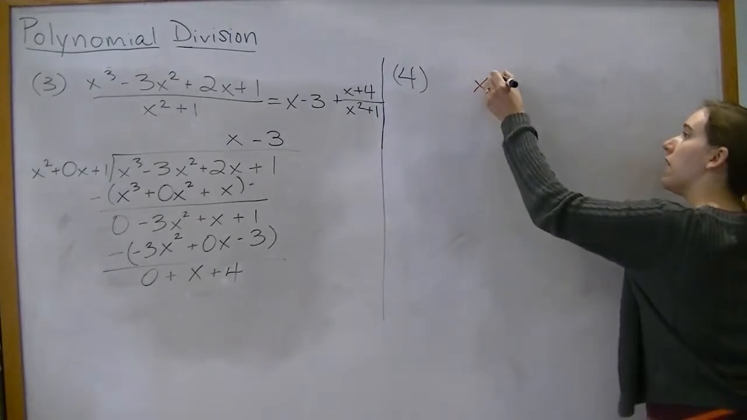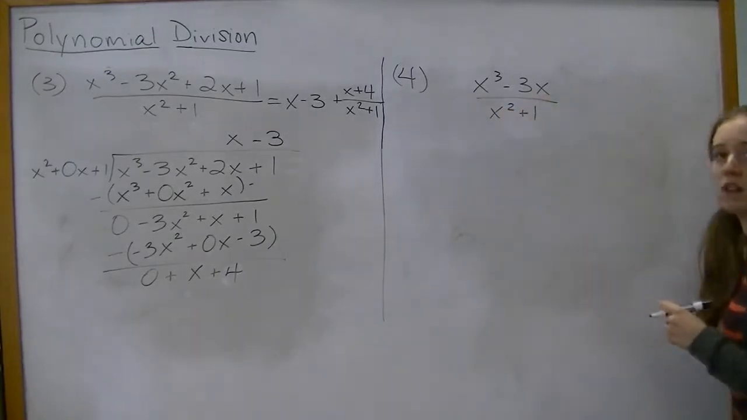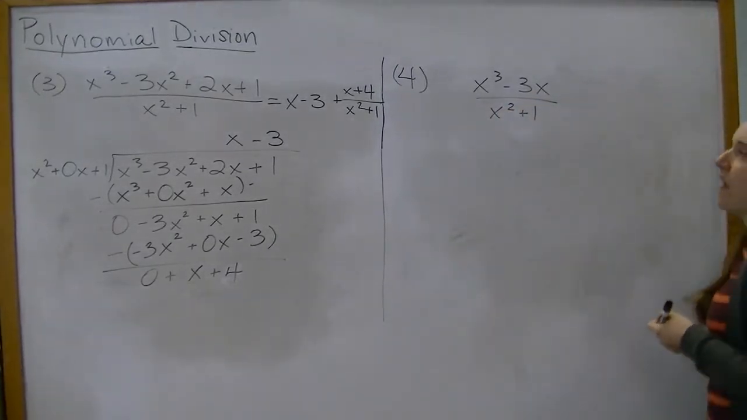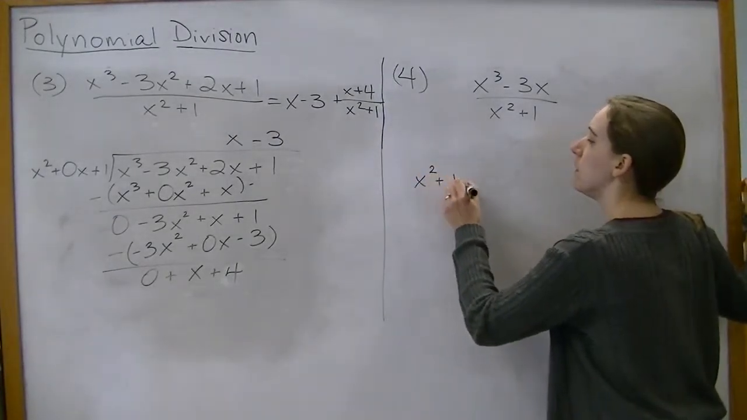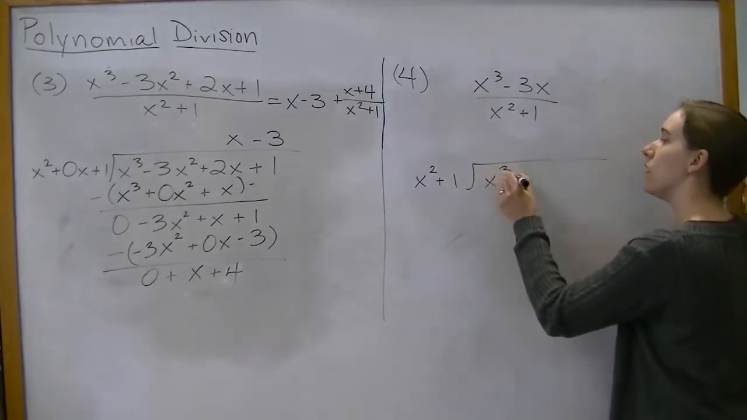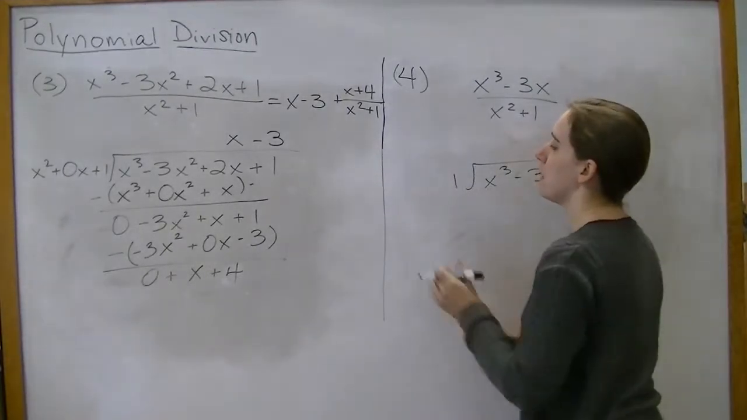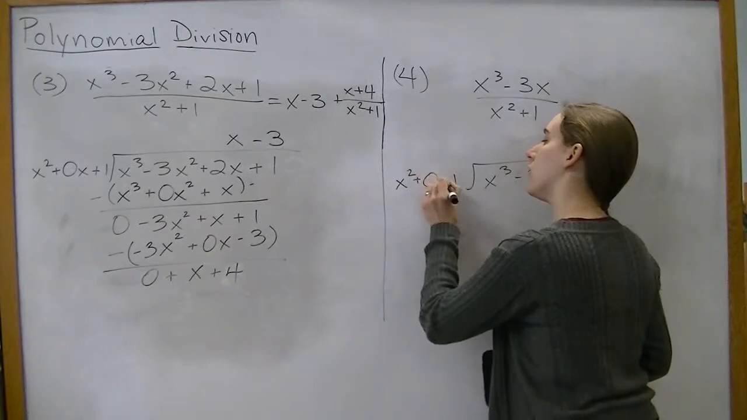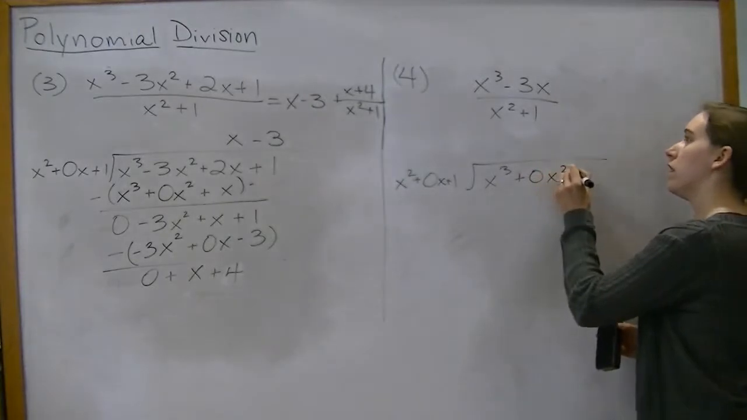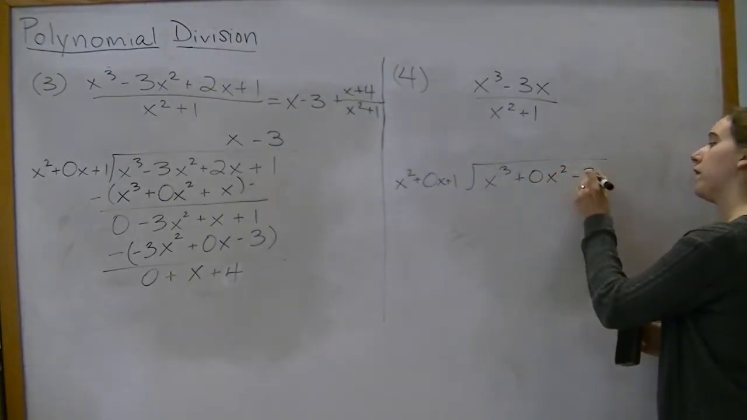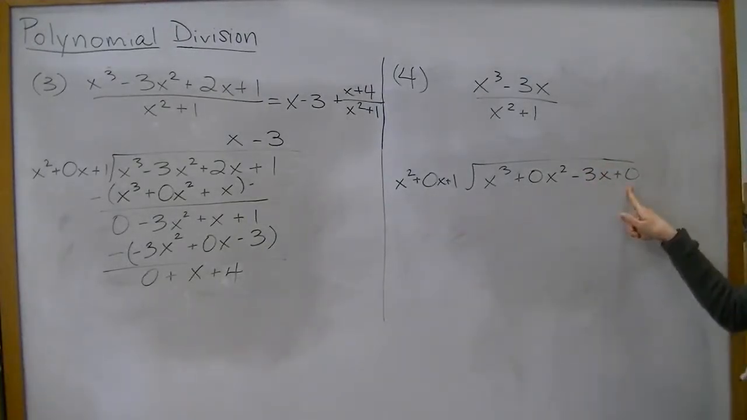Let's look at this example. Let's take x cubed minus 3x, and we'll divide that by x squared plus 1. So we're still going to divide by a second-degree polynomial. So when we set this up, again, I'm missing my zeros here. I should be putting in zeros. I'm going to need quite a few of them here because I'm missing quite a few terms. So I have 3 different places where I have to fill in with zeros as placeholders.